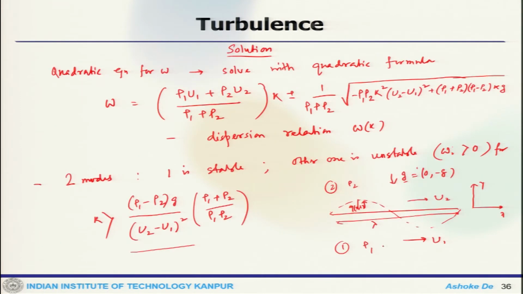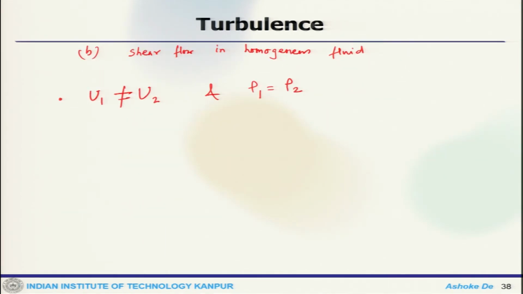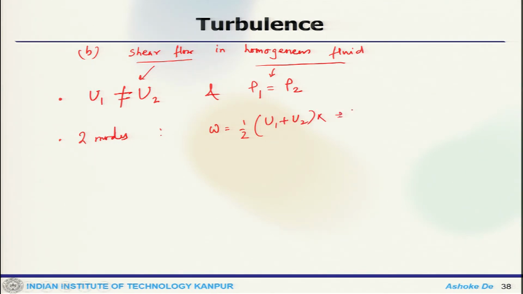So, if you look at this, u1 not equals to u2 and rho 1 and rho 2 are same, because it is a homogeneous fluid. So, that gives me this condition, this is shear flow. So, my modes of that solution, the two modes should be omega is half of (u1 plus u2) k plus minus i half of k. So, again this case is also one mode.